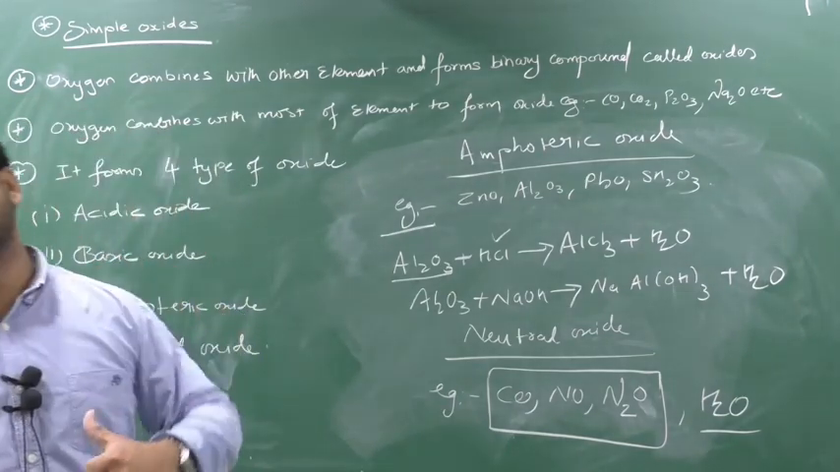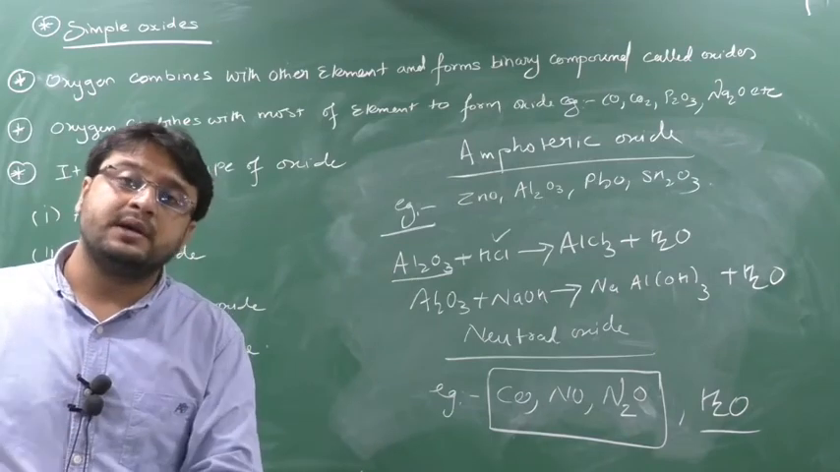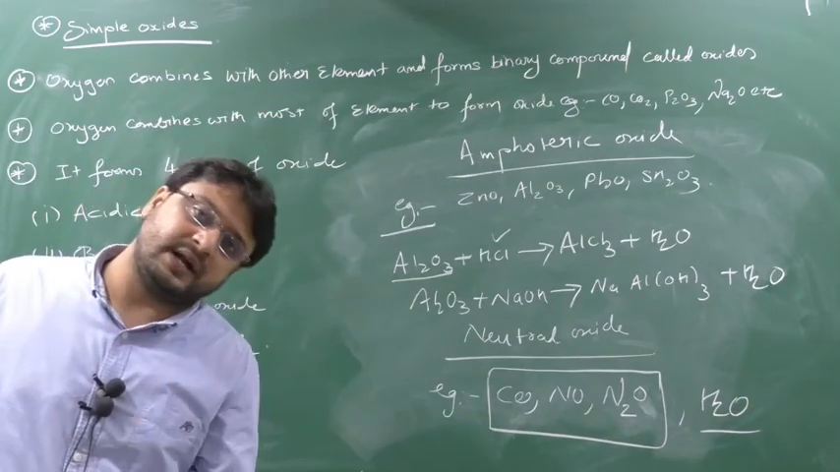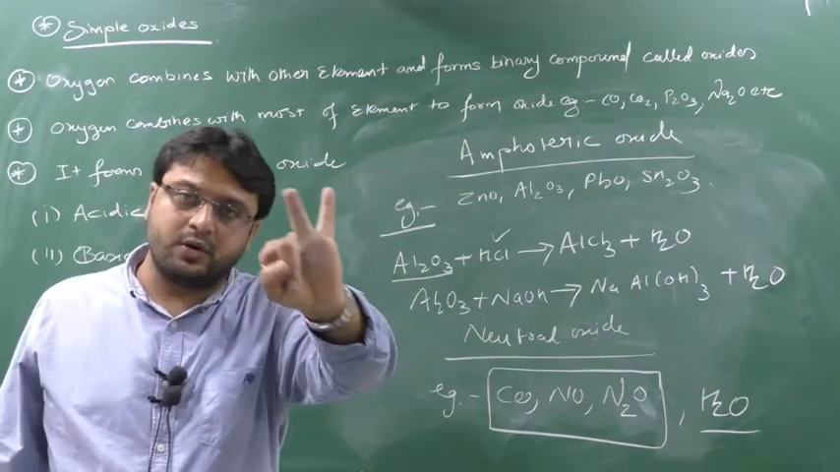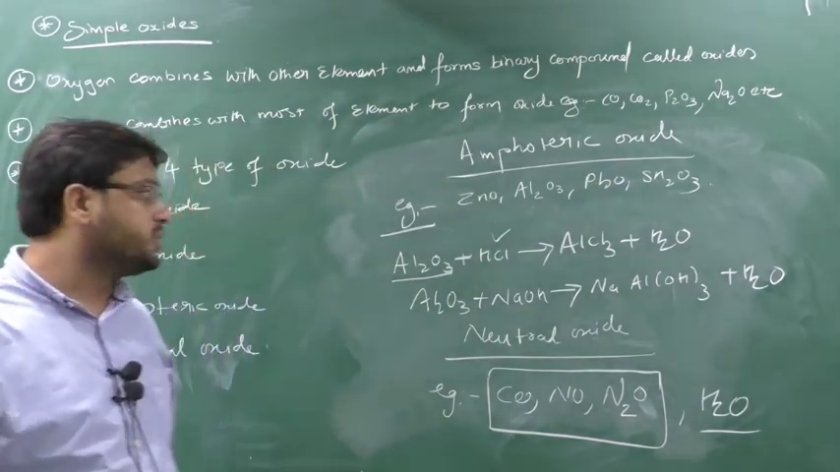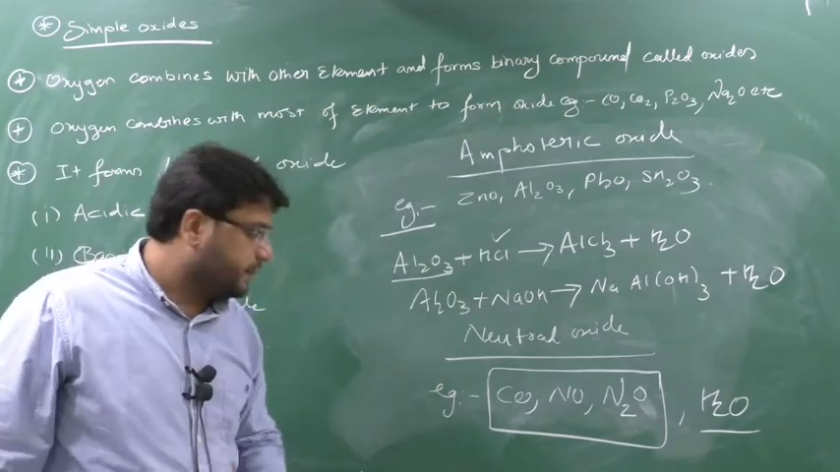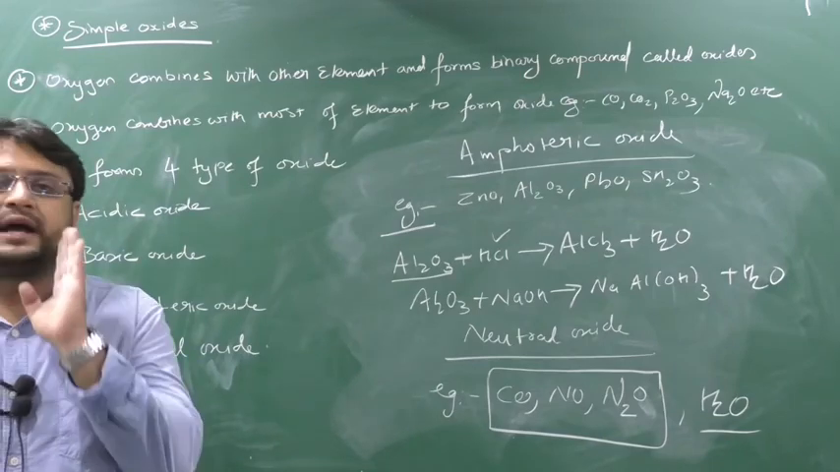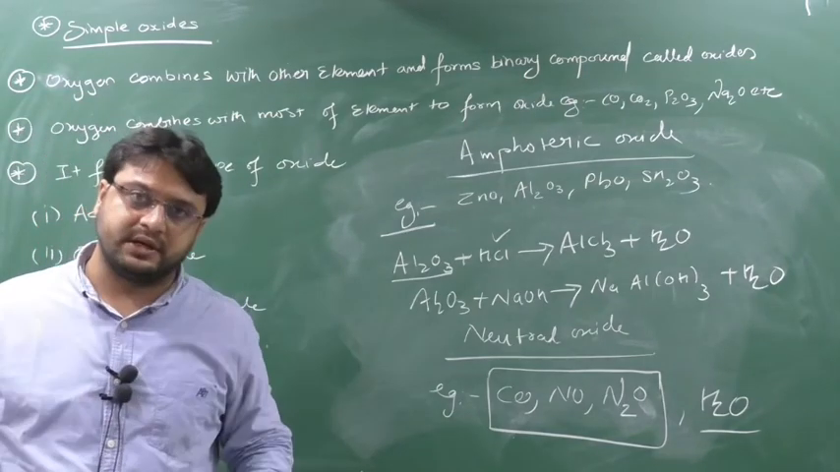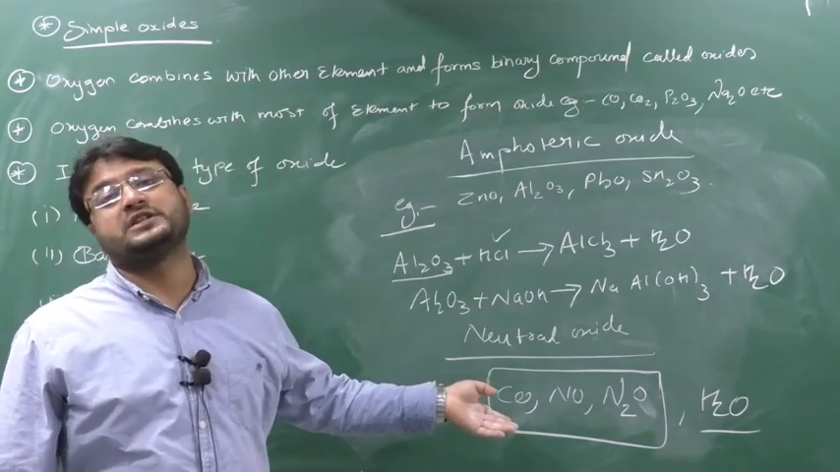Amphoteric oxides are the oxides which will react with acid as well as with base, means they can act as both acidic oxide and basic oxide. The examples are Al2O3, ZnO, PbO and SnO2. Clear this part? Next, neutral oxides. Neutral oxides are the oxides which will not react with either base or acid, means they are neutral. So this kind of oxide is a neutral oxide.